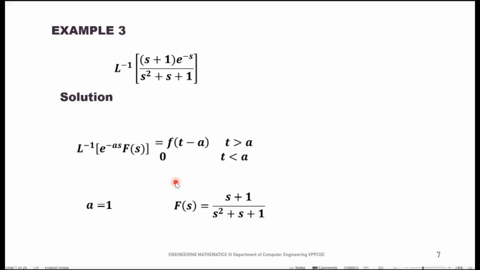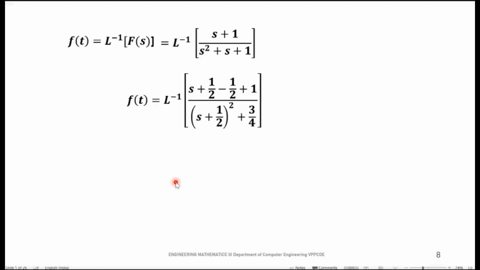You divide the coefficient of s by 2. To write the whole square, we have to divide the coefficient of s by 2. Here the coefficient of s is 1, and if I divide by 2 I will get 1 by 2. So I can write this as (s plus half) the whole square, and if I expand that I will get s square plus s plus 1 by 4. I expanded it and got plus 1 by 4, but here we need plus 1. So what to add to 1 by 4 to get 1? It is 3 by 4. So I am writing (s plus half) the whole square plus 3 by 4.